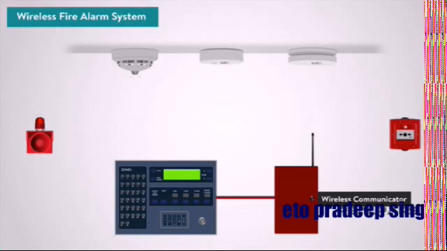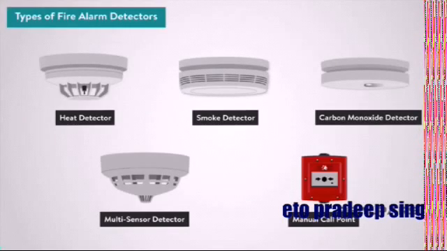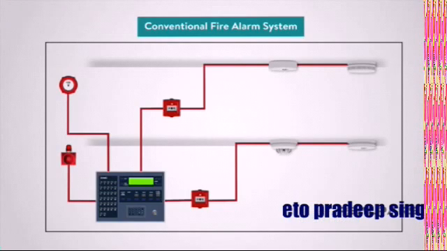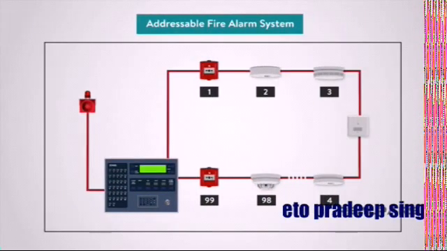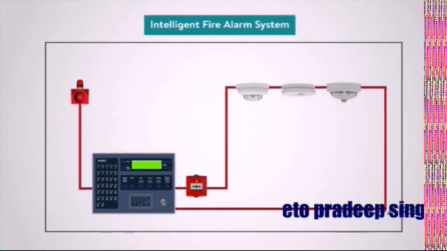In this video, we have learned that fire alarm systems are fitted in many buildings we encounter every day, and that they are used to warn people within the building of an emergency fire-related situation. We discussed the main types of detectors: heat detectors, smoke detectors, carbon monoxide detectors, multi-sensor detectors, and manual call points. And finally, we looked at the different types of fire alarm systems: conventional, addressable, intelligent fire systems, and wireless systems.